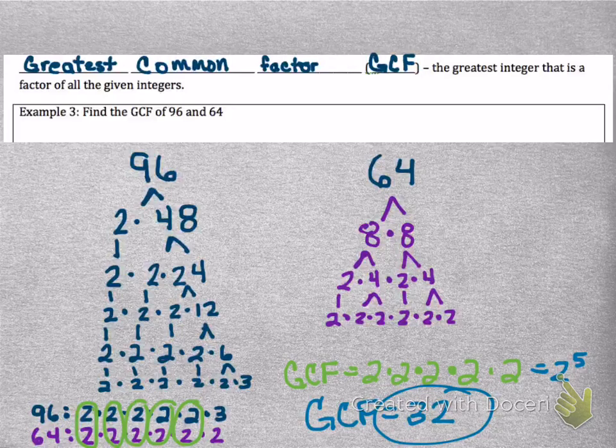So again, prime factorization, and then you see, okay, what do they have that matches? What do they have in common? And you combine those together. So that gives you the biggest thing that will divide into 96 and 64, which is 32.